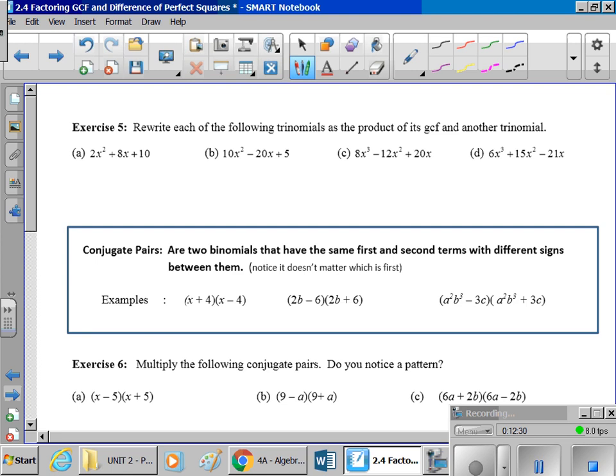Rewrite each of the following trinomials as a product of its GCF and another trinomial. So here we're going to be pulling out a common term from 3 different terms. In A, we have 2, we have 8, we have 10. So I think it's pretty obvious that 2 is our GCF for our coefficients. Now, can we take an x out? That's right, you can't take an x out, because I would need to have an x in this term, which I don't. So we're just going to factor out a 2 from each one, and I get x squared plus 4x plus 5.